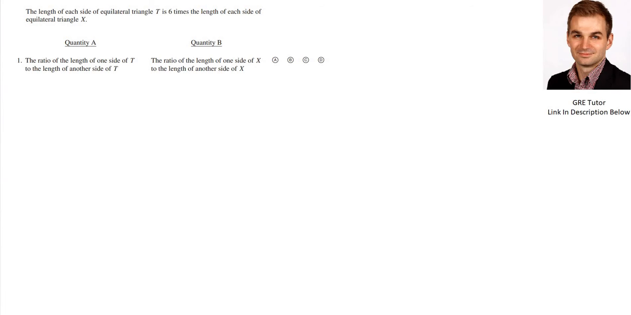Okay, so this is a quantity A, quantity B problem, and you need to determine whether quantity A is larger, whether quantity B is larger, whether they both are the same, or whether it's unknown. So the length of each side of an equilateral triangle T is 6 times the length of each side of equilateral triangle X. That's the information that we're given.